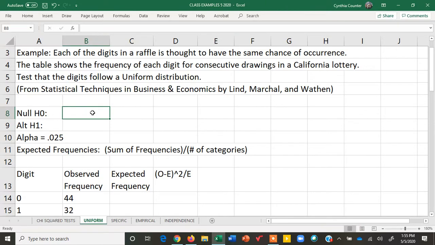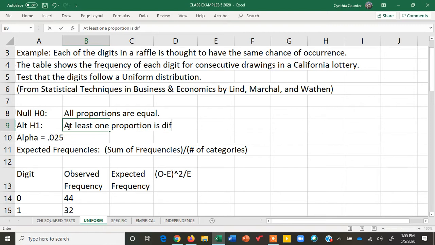So we can either say in the null hypothesis that it follows a uniform distribution, or we can say all frequencies are equal, all proportions are equal, P1 equals P2 equals P3 all the way up to P10. I am going to write all proportions are equal. And then I will say at least one proportion is different.